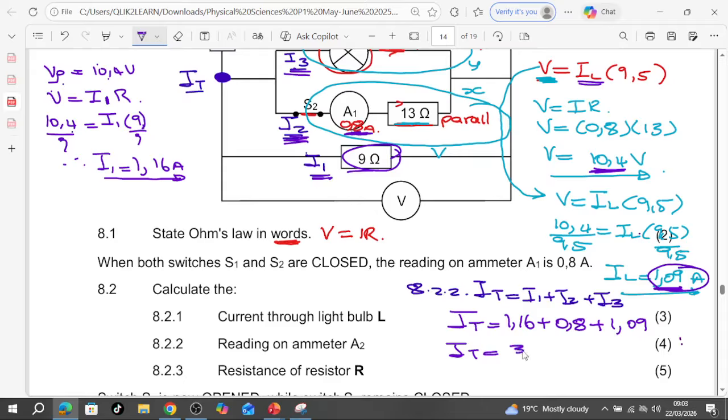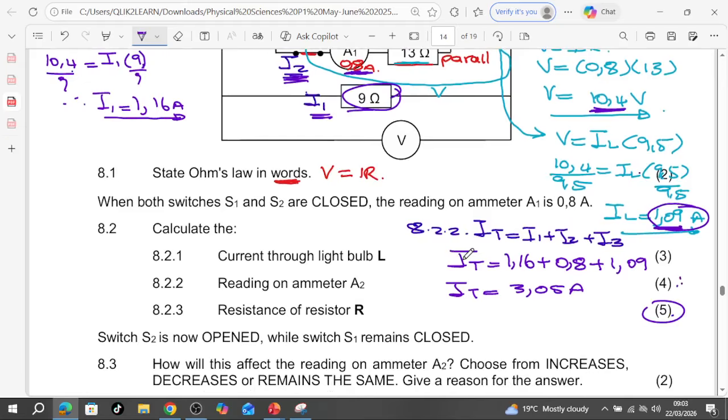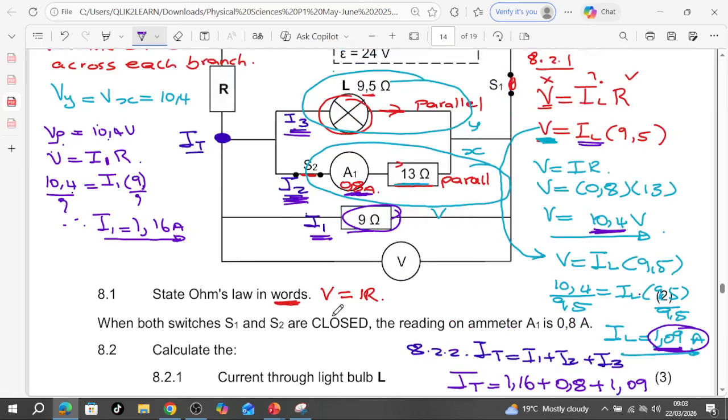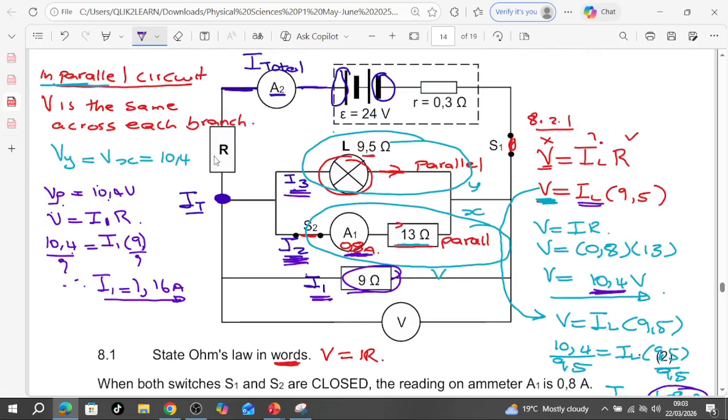This gives me 3.05 amperes. So now look at the marks. They start from 3, now it's 4, now it's 5. This tells you that the question keeps on improving. So the resistance of a resistor R, we need to find the resistance of a resistor R. So this is my R that we're going to look for. This is the R, and we need to find the resistor of that.